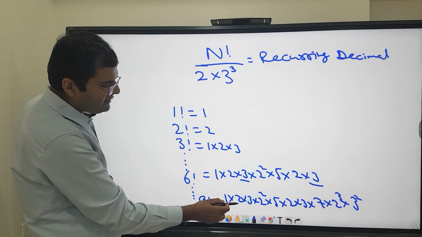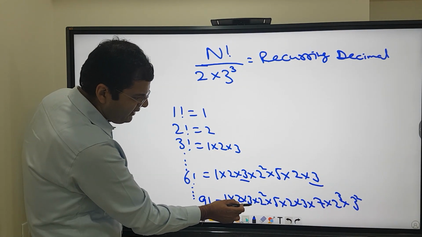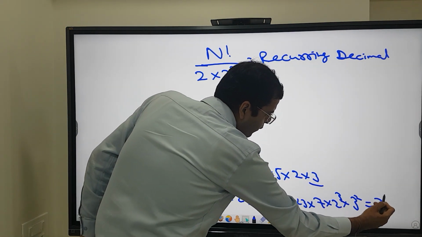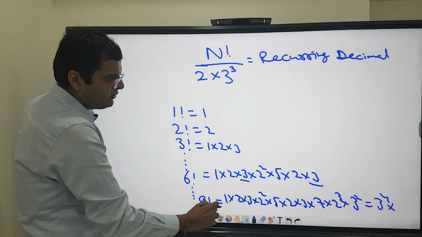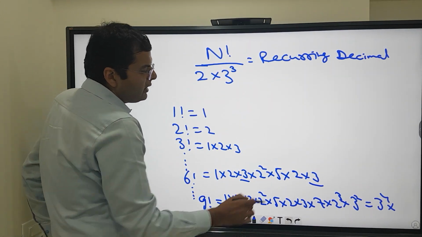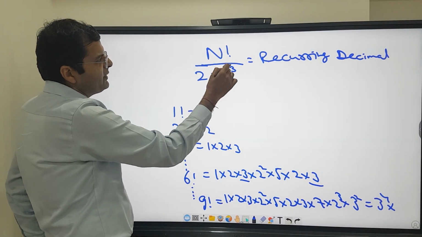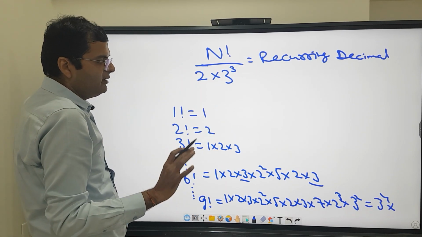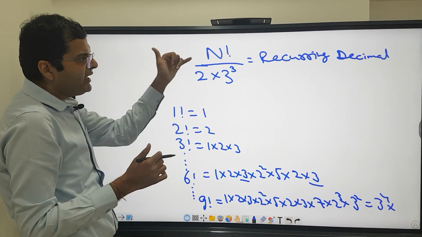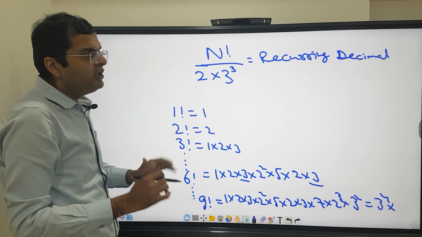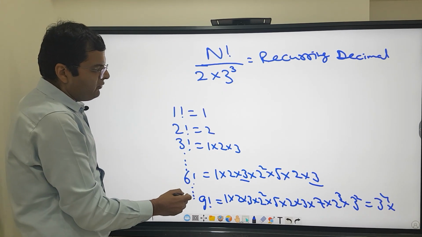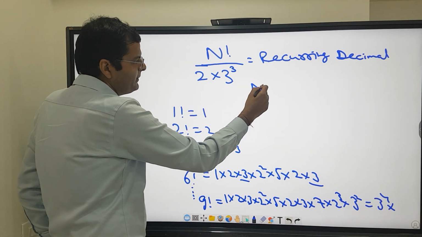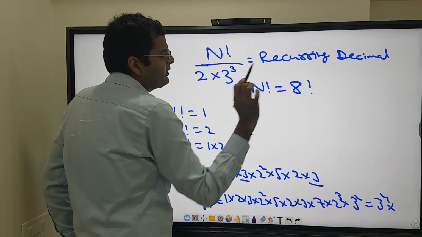So now how many 3's do I get in 9 factorial? 1 here, then again here 2 and 2 more. So 9 factorial is 3 raised to 4 into something. Now if it is 3 raised to 4 here, then all the 3's from the bottom will cancel out. I will not get a recurring decimal. So as soon as n becomes 9, you will not get a recurring decimal. So n has to be less than 9, and the last number less than 9 is 8. So n factorial has to be 8 factorial.